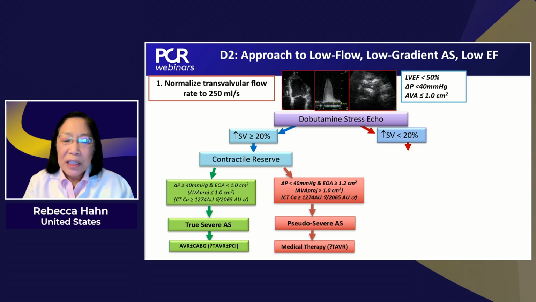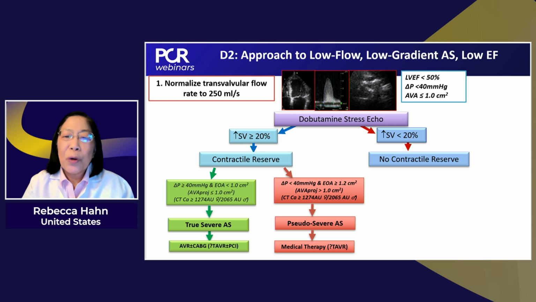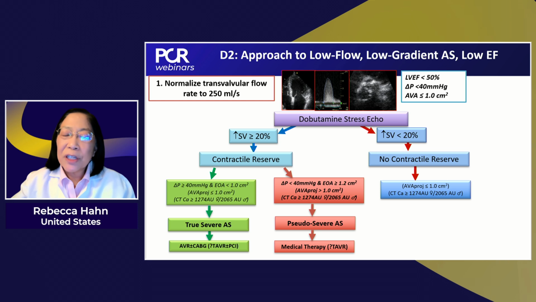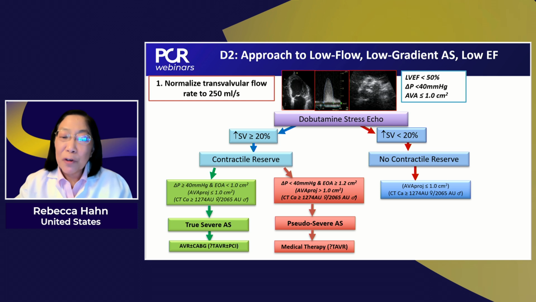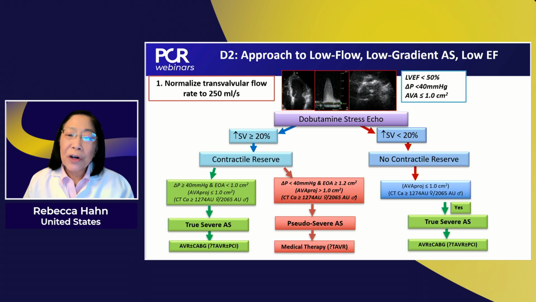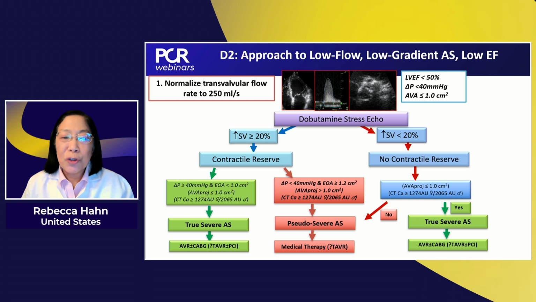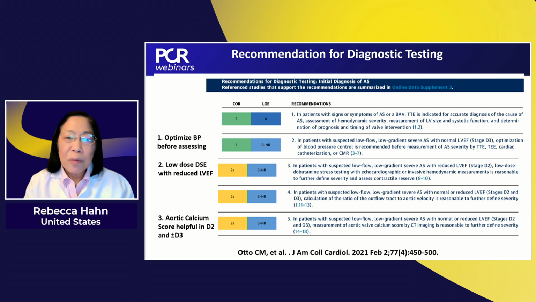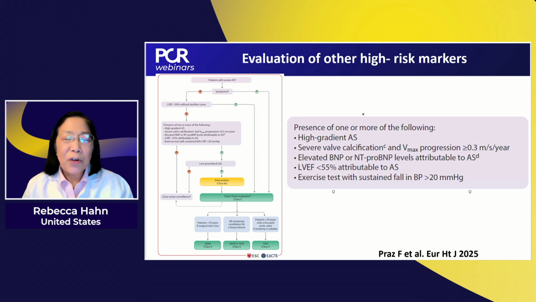If you don't have an increase in your stroke volume index, therefore you have no contractile reserve, then we can project the valve area using mathematical formulas, or look at the CT calcium score. And the most useful for us these days is using the CT calcium score. And using those scores and the cutoffs that I've shown you there, you can define true severe aortic stenosis or pseudo-severe moderate aortic stenosis. So again, calcium score becomes an important component of the diagnostic testing that should be done in those patients with low flow, low gradient aortic stenosis.